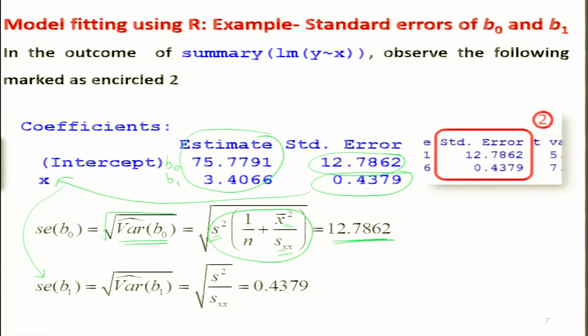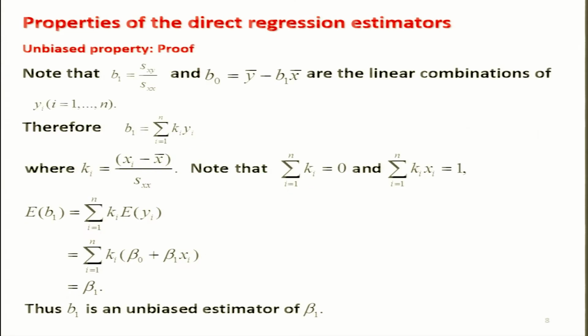We had seen that the estimate of variance of B1 was obtained by the expression S square upon Sxx, and if you take the positive square root, this will give you the standard error of B1, which comes out to be 0.4379. So, this is how you are going to interpret these two outcomes from the software, right. Okay. Now, to convince you how these have been obtained, and to assure that the properties of unbiasedness, standard error, etc. are correct, I am now going to consider the proofs of these results.